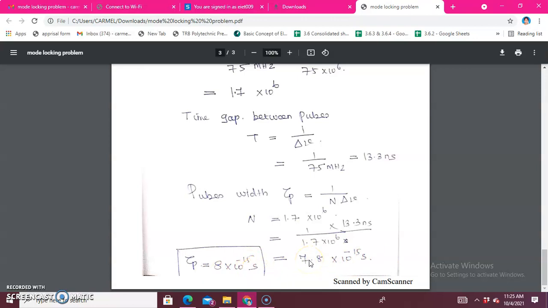That is what I already introduced in the class: mode locking produces pulses in the pico to femto range. Here I am getting 10 power minus 15, which is femto. So using the mode locking method, I am getting a pulse width tau p of 8 into 10 power minus 15 seconds. This is how we can calculate the pulse width of a particular signal. This is another pulsing technique used in laser optics. Thank you.